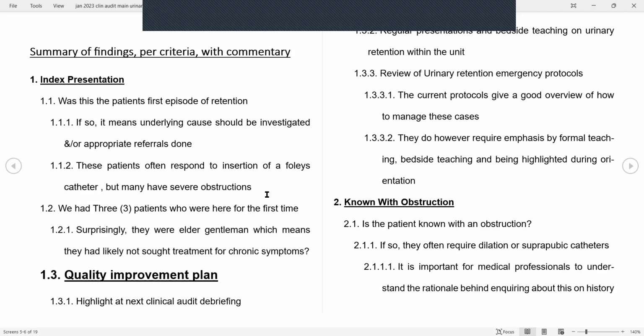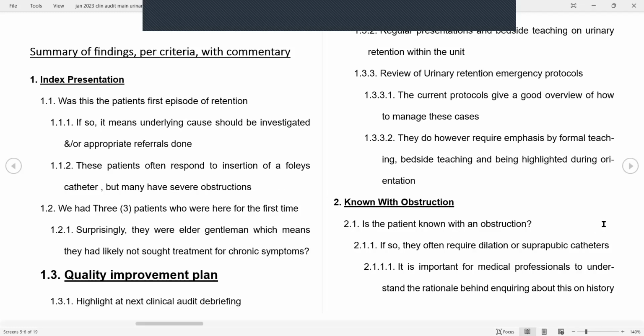But in the elderly gentleman, the more common cause is, of course, the prostate, and of course, it's prostate enlargement, be it benign or be it malignant. So that's an important thing to actually check out. Now, in our case, all of the doctors did ask, and we did know whether it was a first presentation or the patient was known with obstruction.